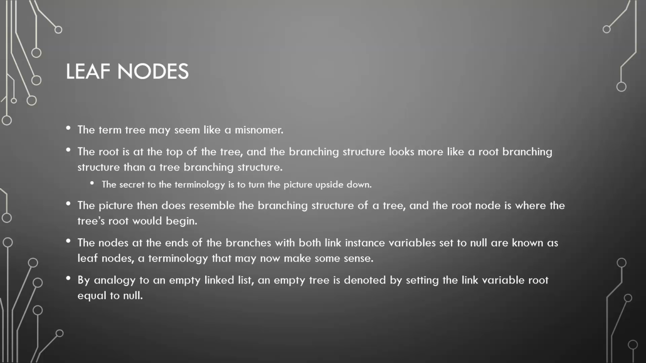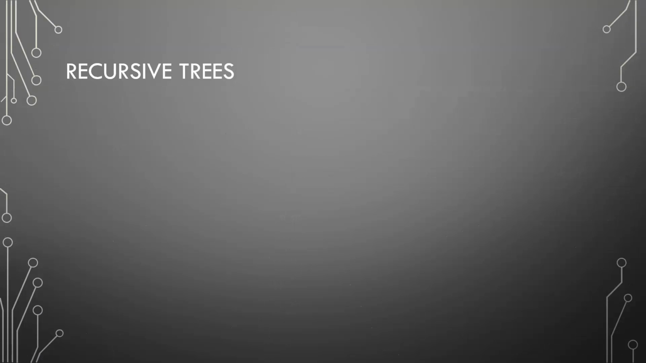By analogy to an empty linked list, an empty tree is denoted by setting the link variable root equal to null. So if there's nothing in there, root is null. All right, this is something that you're going to love. If you thought you got away from recursion, guess what? It's come back, because recursive trees is a real thing.